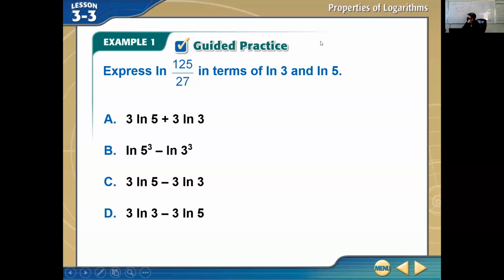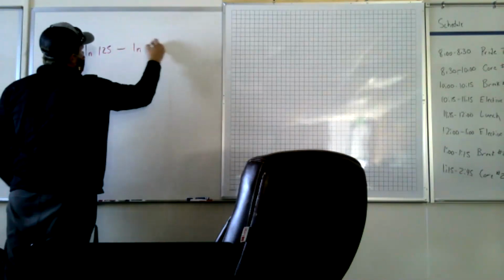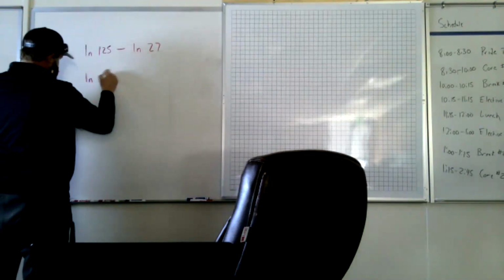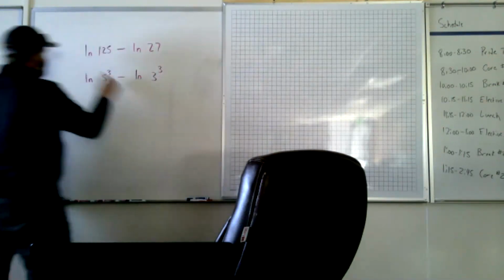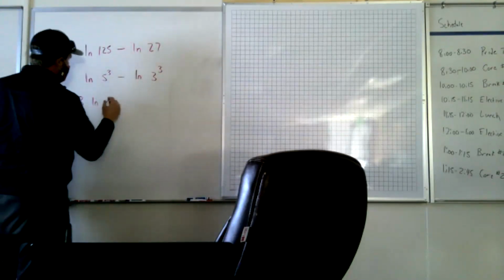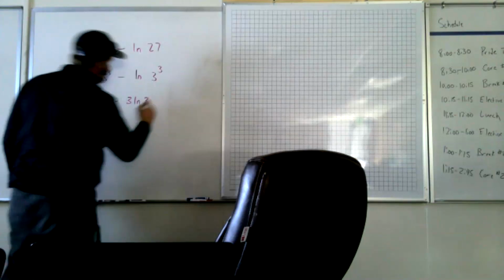Okay, so what I would do is split these first using the quotient property. Once I split them with the quotient property, I'm going to be left with the natural log of 125 minus the natural log of 27. Then I would plug in, that's going to be the natural log of 5 cubed minus the natural log of 3 cubed. Now I can use the power property to bring the exponents out front. So that's 3 natural log of 5 minus 3 natural log of 3.